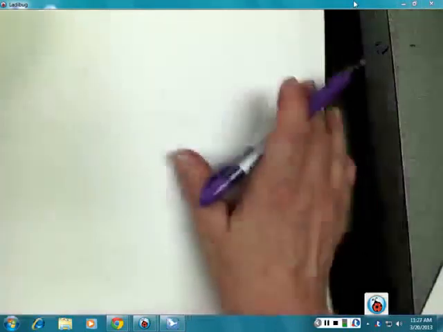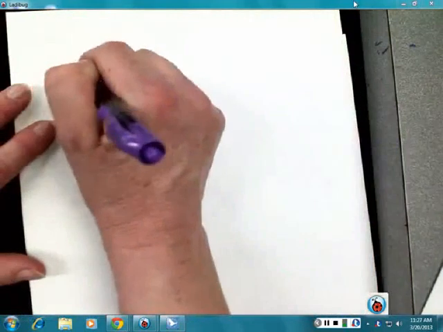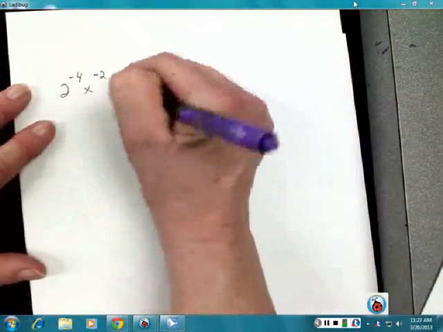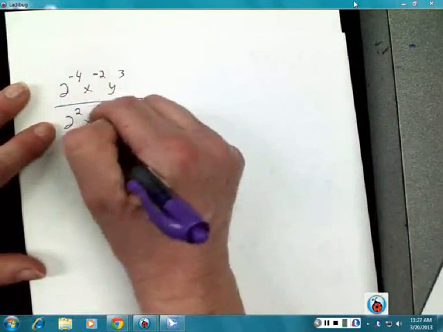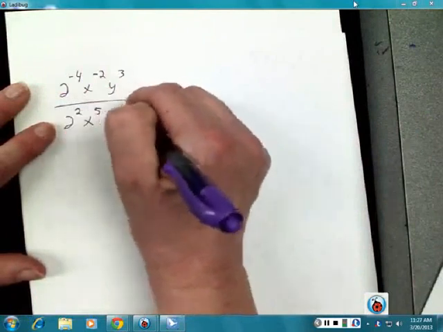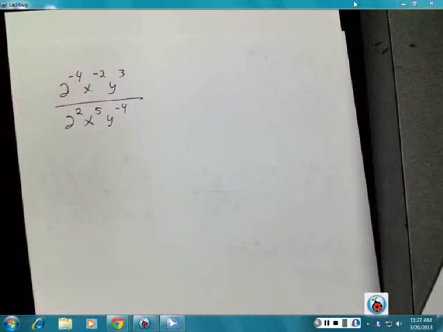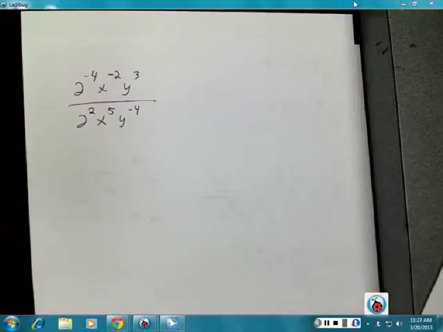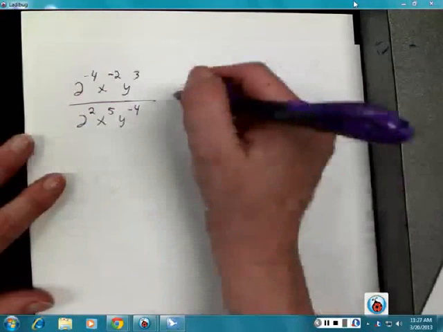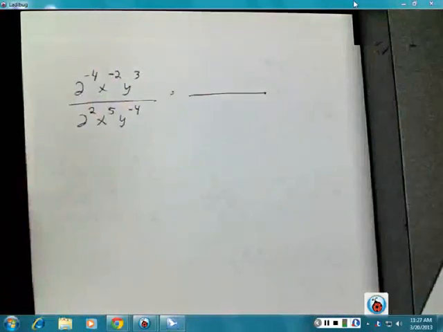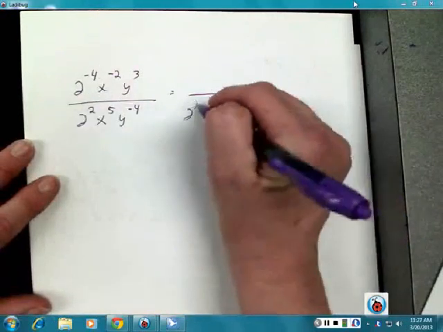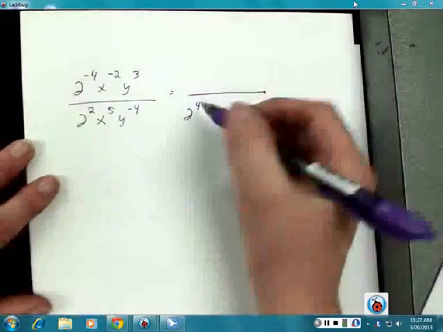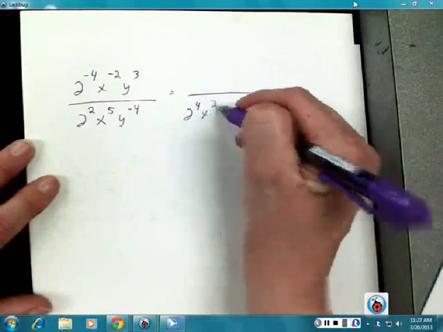How about this one? 2 to the negative 4th power, x to the negative 2nd, y to the 3rd, all over 2 to the 2nd, x to the 5th, y to the negative 4th. What has to happen with this one? Okay, we've got to move everybody that gets moved. So who moves? Get rid of all of your negative exponents first. So 2 to the 4th goes to the bottom. And then x to the 2nd goes where? On the bottom.